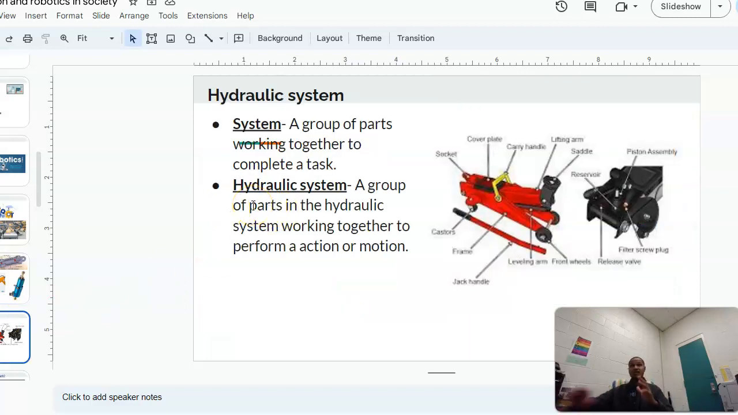Hydraulic system. We understand that a system is a group of parts. As you see here, these are multiple parts that are put together to complete one task. A hydraulic system is a group of parts that are working together to perform an action or motion. It's just referring to the hydraulic system.